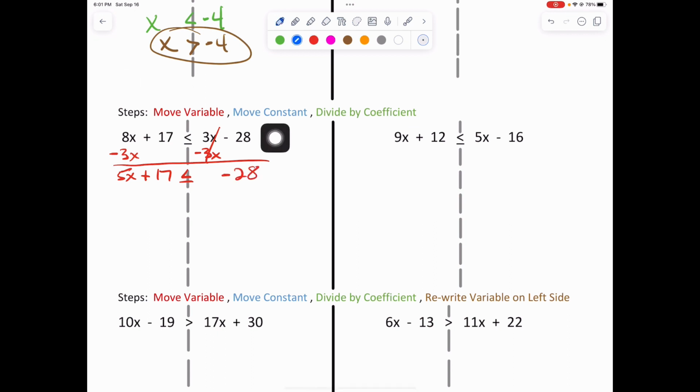We will then move the constant that's hanging out with 5x, which, yes, good job. Get rid of Mark Grace. All right, never liked the Cubs anyways.